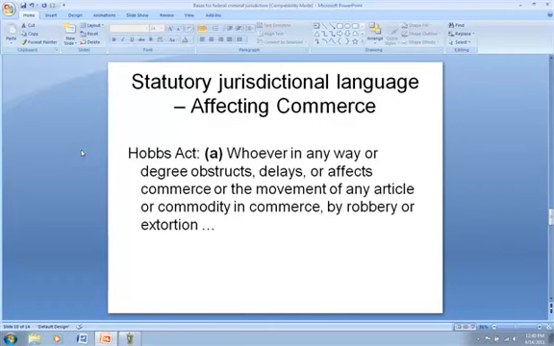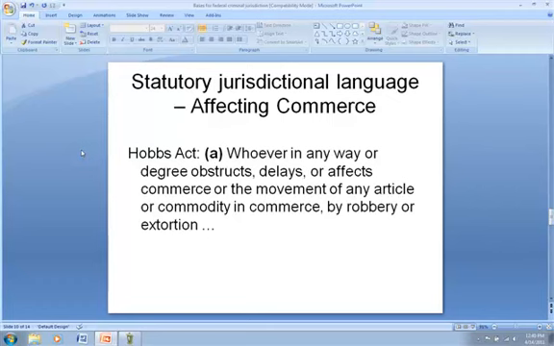So again, as with the statutes involving crossing of state lines, it's worded strangely so that it appears that the crime is the affecting of commerce, and then the subordinate clause is by robbery or extortion, right? In reality, of course, the crime is robbery or extortion, and this affecting commerce language is what gives the federal government jurisdiction over the crime.